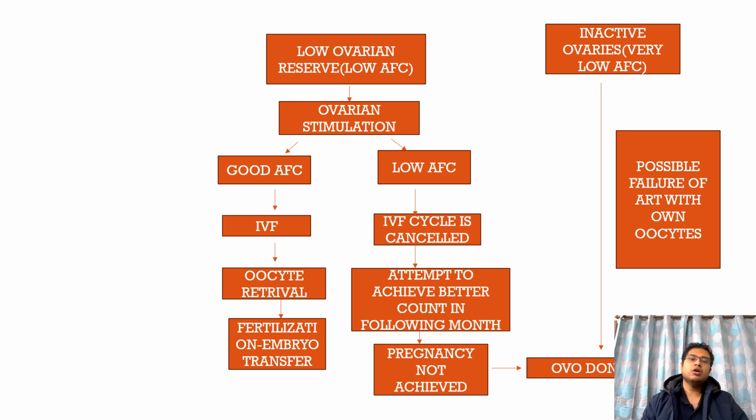So coming to when the ovarian reserve is actually low, that is the antral follicular count is low, we can try ovarian stimulation, which if it improves the antral follicular count, we can go for an IVF with oocyte retrieval and finally fertilization and embryo transfer. But if the count doesn't improve, it is still low, then the IVF cycle is actually cancelled and an attempt to achieve a better count in the following month is tried. But if the pregnancy is still not achieved, then we have to go for an egg donor. In case of inactive ovaries, that is very low AFCs, again there is a possible failure of ART with own oocytes, hence we have to go for an egg donor.